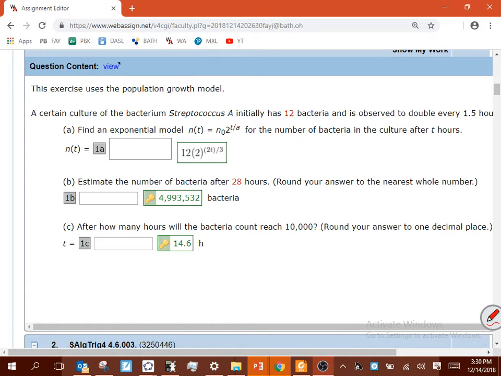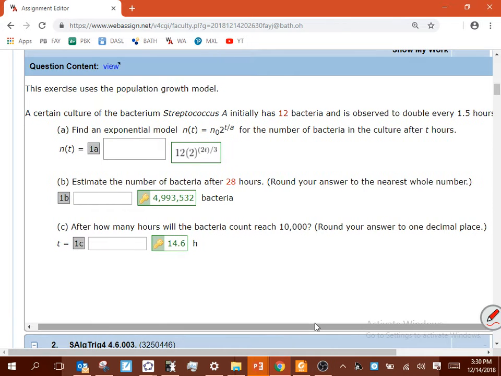I've had some questions over these, so I think maybe it is appropriate to address them. Here it says a certain culture of bacterium, strep A, initially has 12 bacteria and is observed to double every 1.5 hours. They ask to use this model here, which is a doubling model.